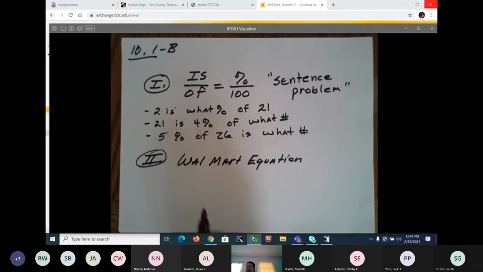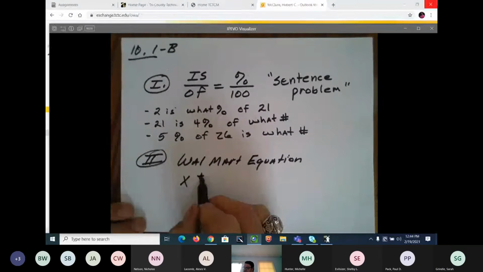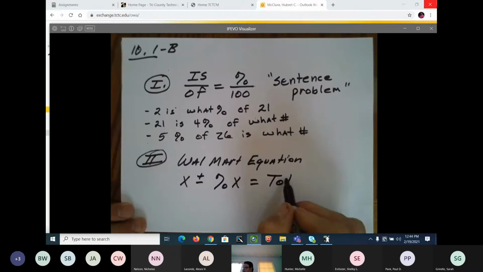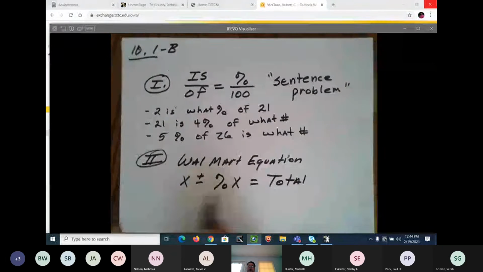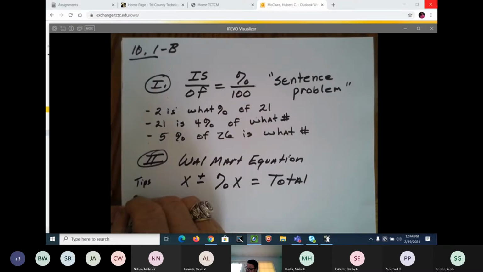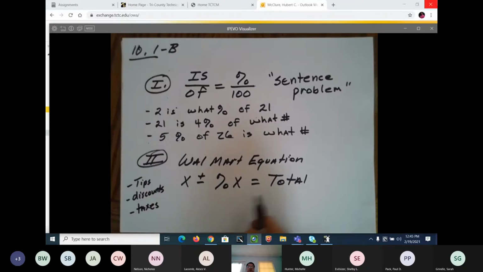That's the Walmart equation. You take the price and you either add or subtract the percent tax on that price, and that's equal to the total. And that is the Walmart equation. And how do you use it? Well, I tell students to use it for tips, for discounts, and for taxes. It works out better when you use the Walmart equation for those three things.